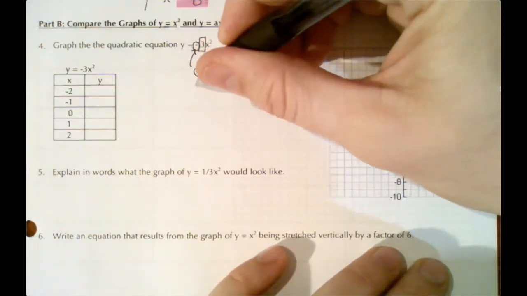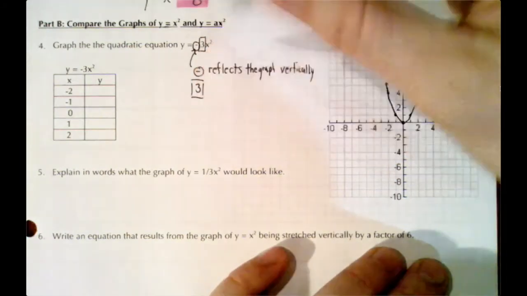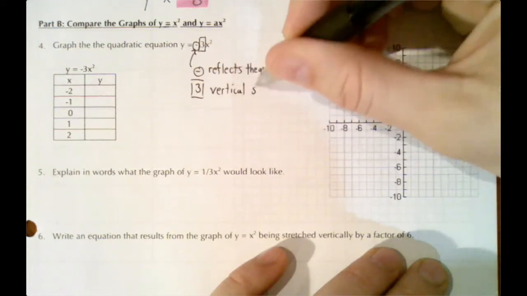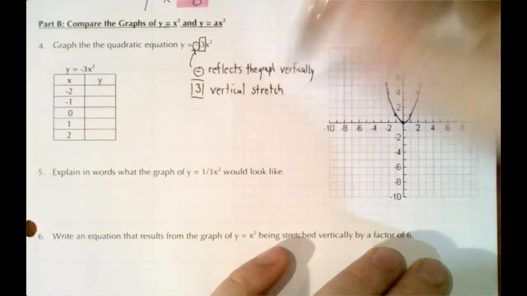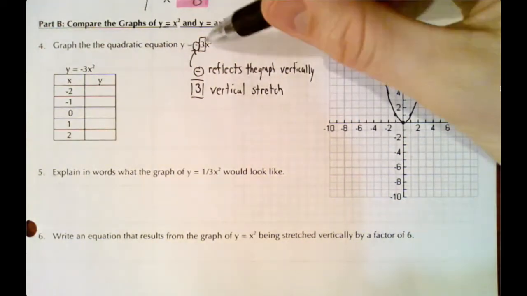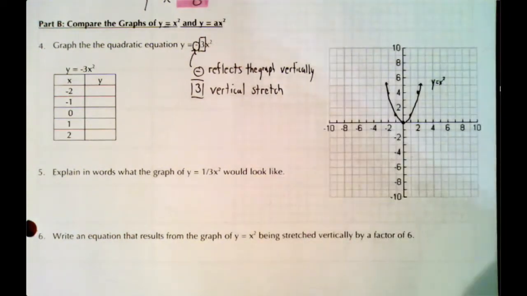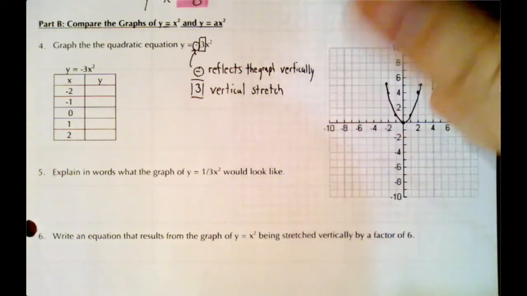The 3 is a vertical stretch. And the reason why is because it's multiplying all those values by 3. And when you multiply something by 3, it gets bigger. So it's like stretching it to a bigger number.